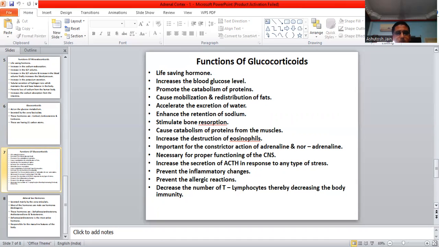They increase the destruction of eosinophils, are important for the constrictor action of adrenaline and noradrenaline, or epinephrine and norepinephrine, and are necessary for proper functioning of the central nervous system. They increase the secretion of adrenocorticotropic hormone in response to any type of stress, prevent the inflammatory changes, prevent the allergic reactions, and decrease the number of T lymphocytes, thereby decreasing the body immunity.